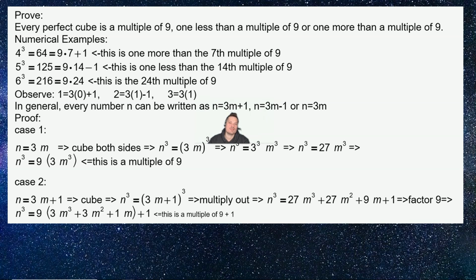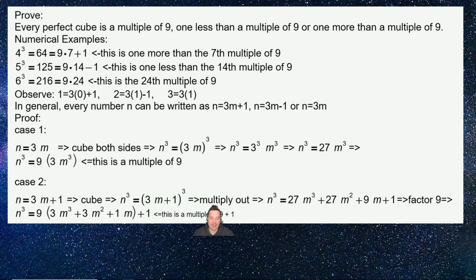This is also why it's called a proof by exhaustion, because you have to analyze all the cases. You have to exhaust the possibilities, in other words. So for case 2, I'm going to take n to be 3m plus 1. Cube both sides. That means I'm going to get n cubed equals (3m plus 1) cubed. The n cubed part is really easy, nothing to be done with that, but (3m plus 1) cubed requires a bit of work.